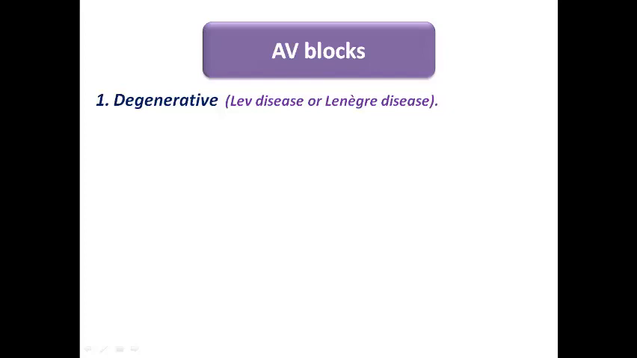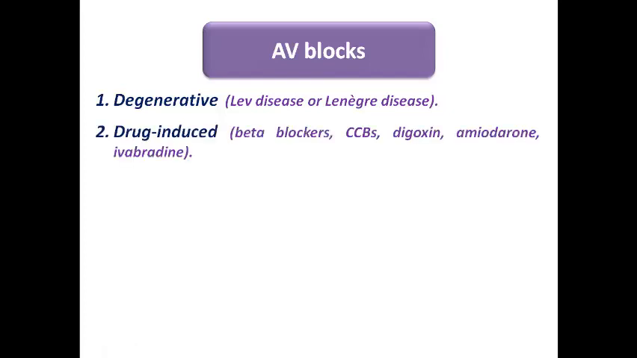Let's now talk about AV blocks. When we talk about AV blocks, the most famous type is the degenerative AV block, which usually occurs in old age, and this is the most common cause of AV blocks that we usually see in the ER, like Lev disease or Lenègre disease or other forms of degenerative pathology.